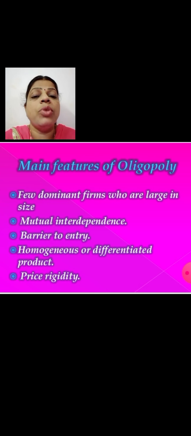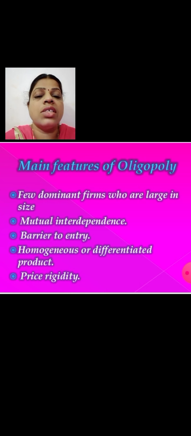The next one is mutual interdependence. What does mutual interdependence mean? The few sellers in the market depend upon each other for all matters. They won't take their own decisions solely, but we can see mutual interdependence between these sellers. And barriers to entry: new firms cannot enter the market easily. Certain barriers or restrictions are there for the entry of new firms into the market.